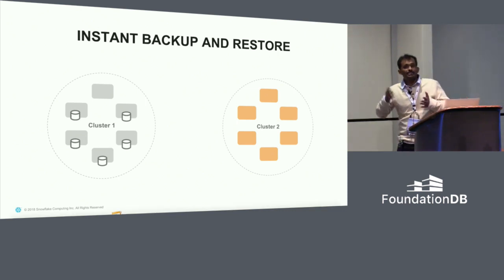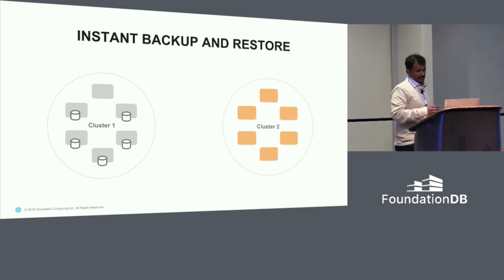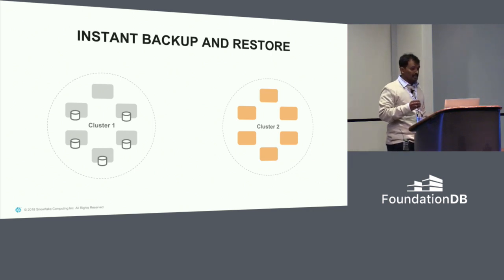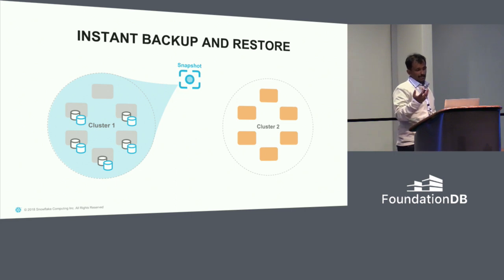You can copy these disk images over, attach them to another set of machines, and then you can restore the cluster instantaneously. So in this picture, there's a cluster one with a set of FDB processes. The gray boxes represent the FDB processes. Some of them have persistent data, some of them don't. And when you issue a snapshot command, which we introduced as part of this feature, it creates a copy of the disk images. The blue storage boxes that popped out are the snapshot disk images that came out as part of the snapshot operation. If you can get a copy of these blue disk images, those are the backup.